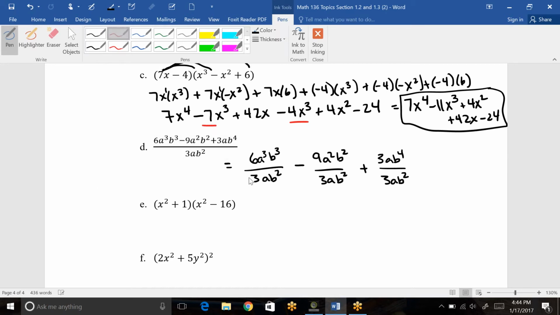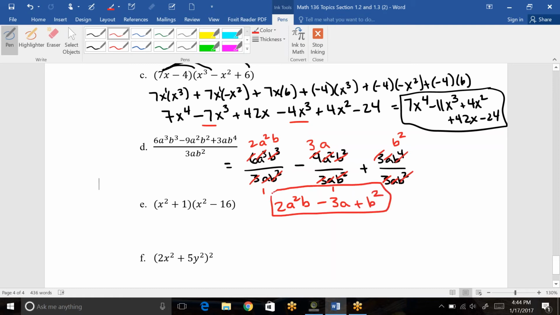Then we reduce. So 3 goes into 6 twice. 1a cancels with one of those, so we have a squared. 1b, or 2b's cancel with two of those, so we just have b. This is all over 1 now, so this would just be 2a squared b. 3 goes into 9 three times. One of the a's would cancel completely, and both b's cancel out, so this would just be minus 3a. 3's cancel out completely, a's cancel out completely, and we are left with just 2b squareds on the top. So that would be the answer to that one.